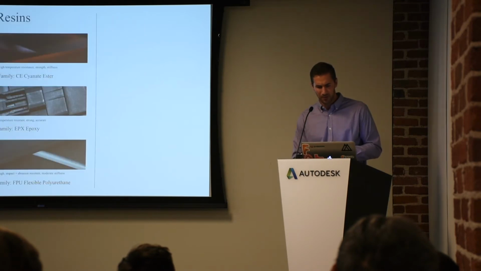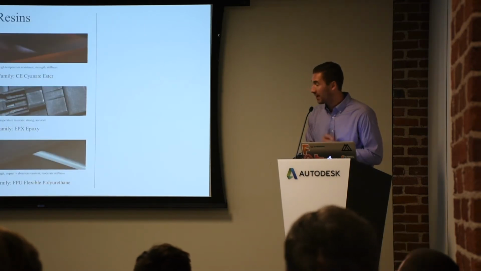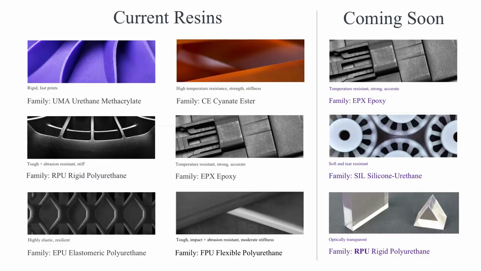So when we look at our resins that we have available today, you'll see that a lot of these are similar to heat-reactive thermosets that are used today. Different types of urethanes and epoxies. We've essentially just figured out how to print these for the first time.